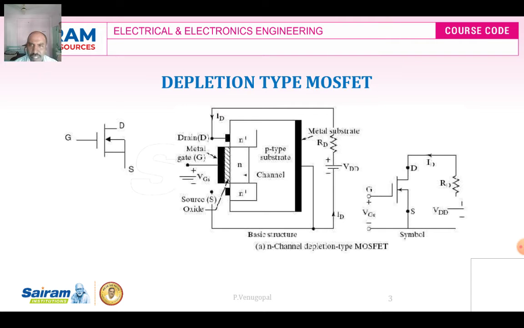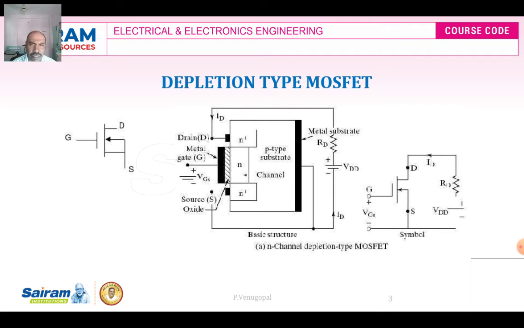The symbol of the depletion type MOSFET is shown in the figure. In the structure of the N-channel depletion type MOSFET, you are observing the channel which exists between the drain and the source regions. This is the specialty of a depletion type MOSFET. But if you compare this with the enhancement type MOSFET, there is no channel between the drain and the source regions. That is the major difference between the depletion type and enhancement type MOSFET, dear students.